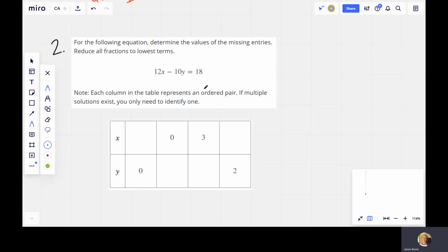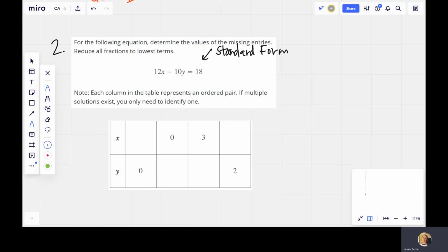This is called standard form. So standard form is where you have the x and the y variable on the same side. Or you could just say both of your variables. It doesn't necessarily have to be x and y. It could be like a and b or s and t. All right, but it's called standard form when you have both of your variables on the same side. All right, so 12x minus 10y equals 18.